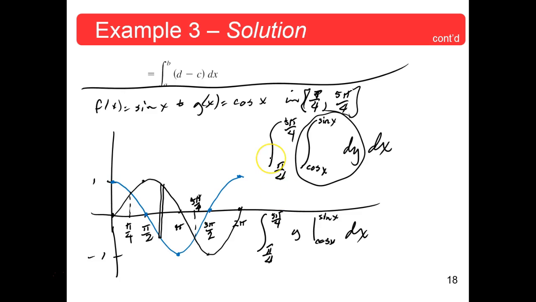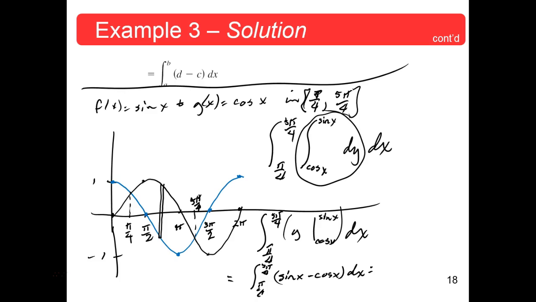This will be the integral from pi fourths to 5 pi fourths. Now we're doing that in the middle, going from y equals cosine x to y equals sine x. That's how you evaluate that: upper minus lower. So that would be sine x minus cosine x, dx.